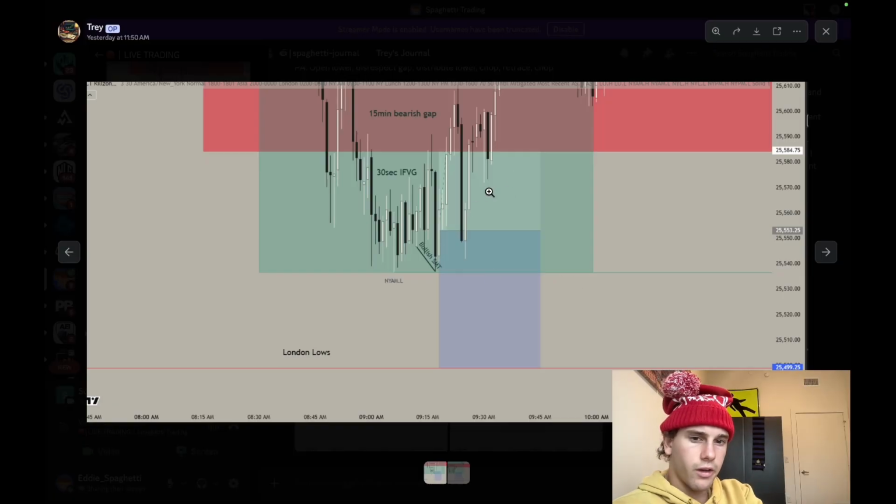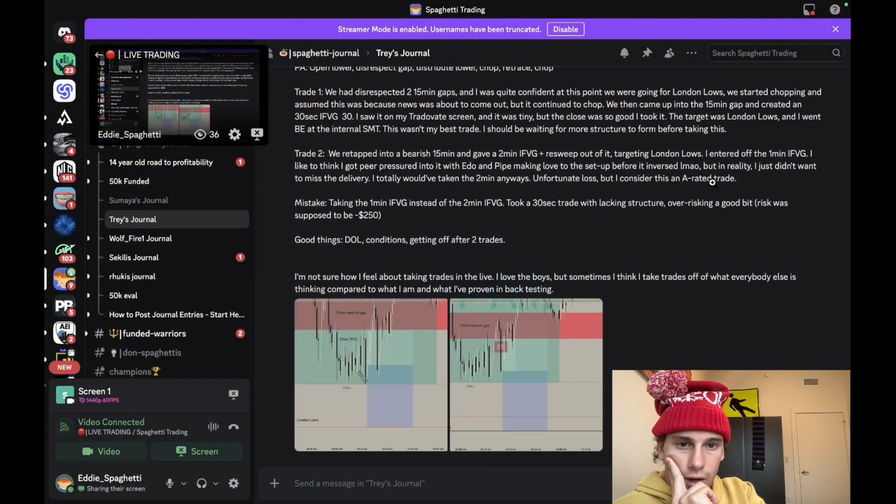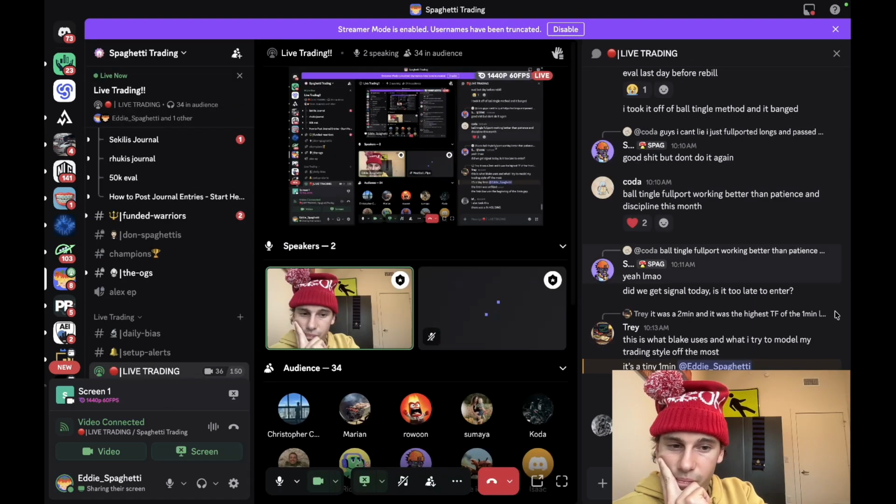Yeah, I mean, this looks like a good trade. Tap into the 15, inverse to the downside. Clearly have London lows right there. That was not a bad trade at all. It's a pretty good trade. Unfortunate that it didn't play out, but that's not what matters, right? What matters is that it's a great setup.